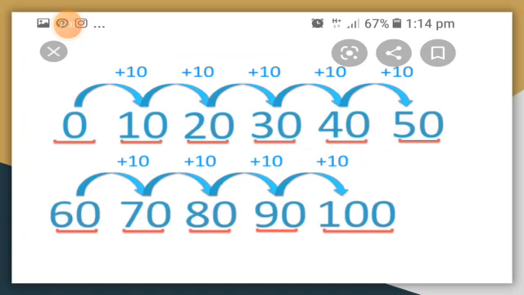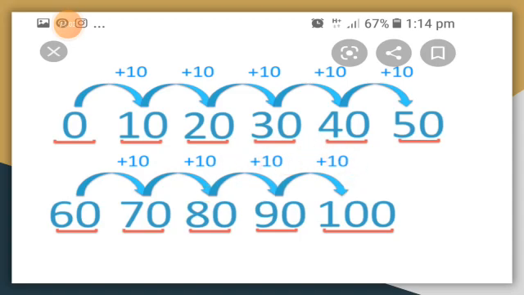Look at this one slide. Here is 0. Add the 10 in 0. 0 plus 10 is 10. Now again add the 10 in 10, 20. Again add 10, 30, 40. Again add 10 in 40, 50. Keep adding the 10, 60. Again add the 10, 70, 80, 90 and 100.